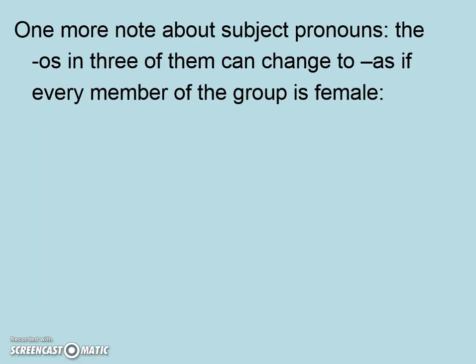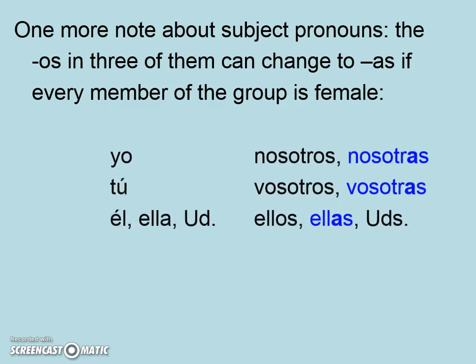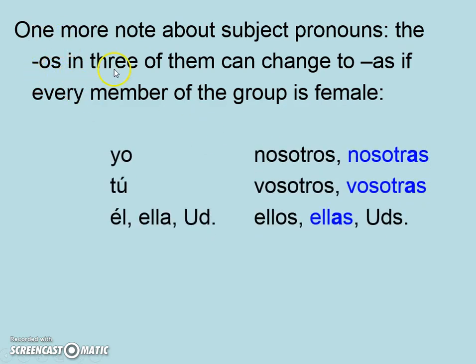And one more note about subject pronouns. The OS, so the ending OS, in 3 of them can change to AS if every member of the group is female. Okay, so if we're talking about we ladies, like it's maybe a group of ladies and myself, and I say we, then I'm going to use nosotras for we instead of nosotros because we don't have any guys in the group. However, if it is a mixed group with both girls and guys, which do you think we're going to use? Muy bien.